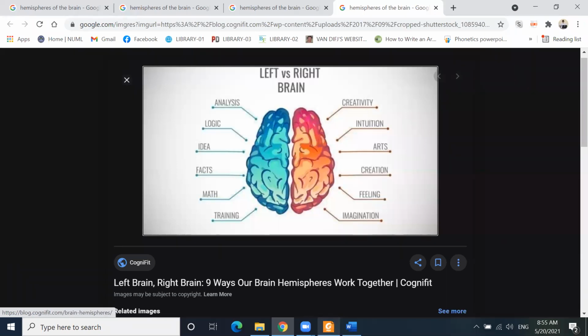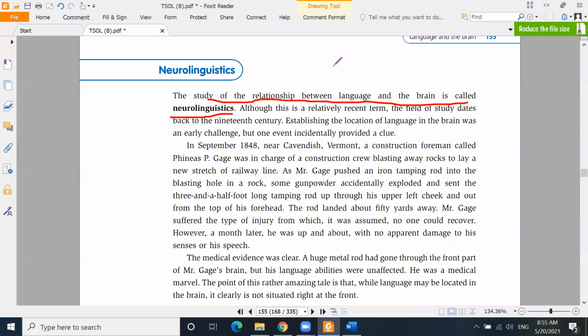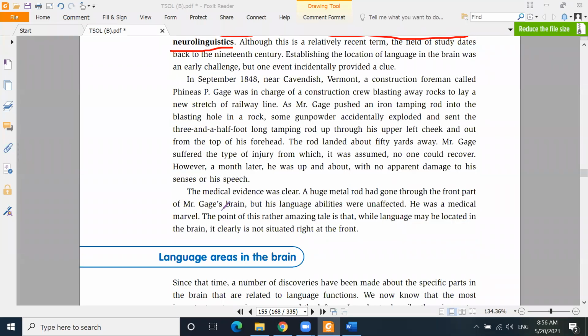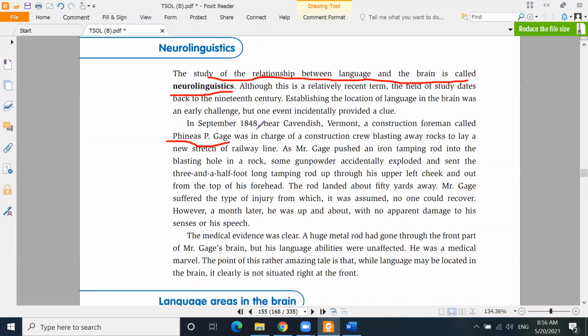Now, how have they reached this conclusion? With the help of certain neurological experiments they've conducted in biological labs, in hospitals. There was a person whose name was Mr. Gage. I think his full name was Phineas Paul Gage, if I'm not wrong. He was actually a construction foreman. And what happened back in September 1848?